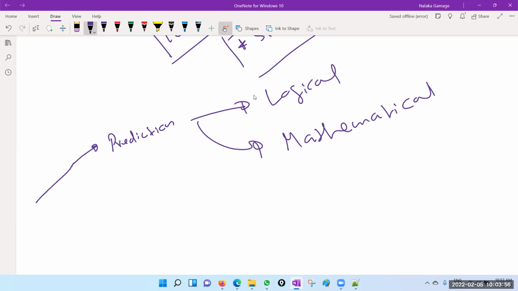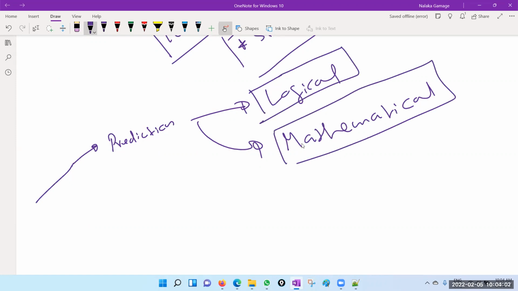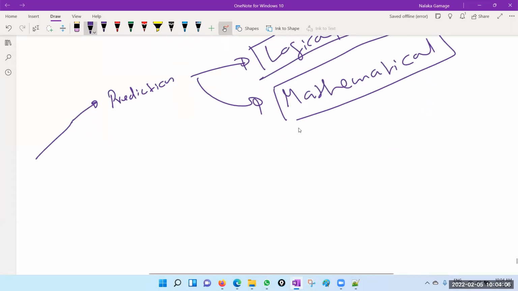So this is a logical, mathematical prediction. Okay, right? So it is called probability. Probability. So how do you define probability? Before defining probability, we want to become familiar with a few terms, okay, terminology.